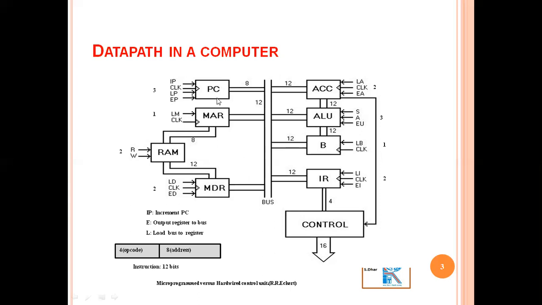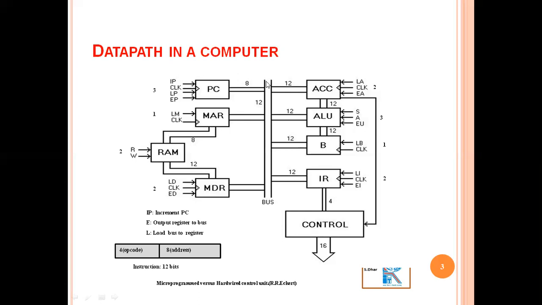The first one is the program counter, PC, then the memory address register, MAR, then RAM, random access memory, that is the main memory, then the memory data register, MDR. You all know the function of these special purpose registers. Then ACC, the accumulator, then ALU, the arithmetic logic unit, which does the arithmetical and logical operations. Then B is a general purpose register, IR is a special purpose register called the instruction register, which stores the opcode of the instruction, and this is the control unit.